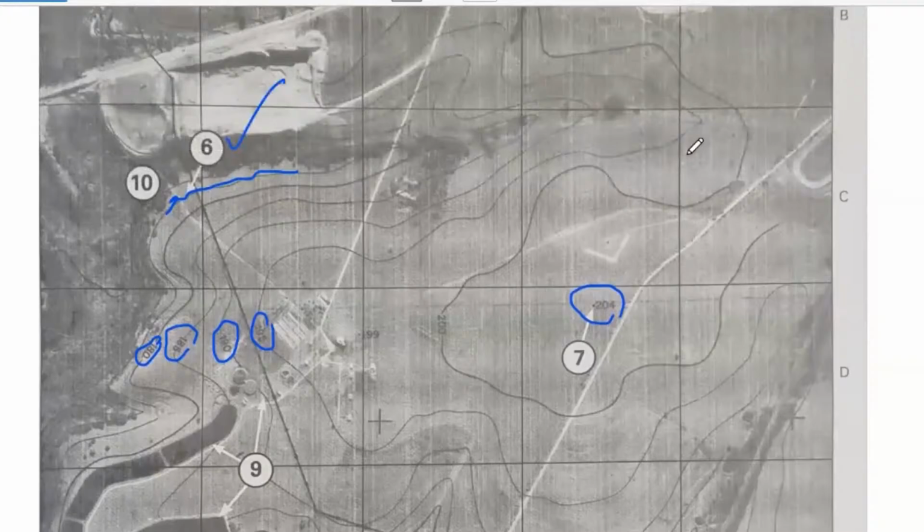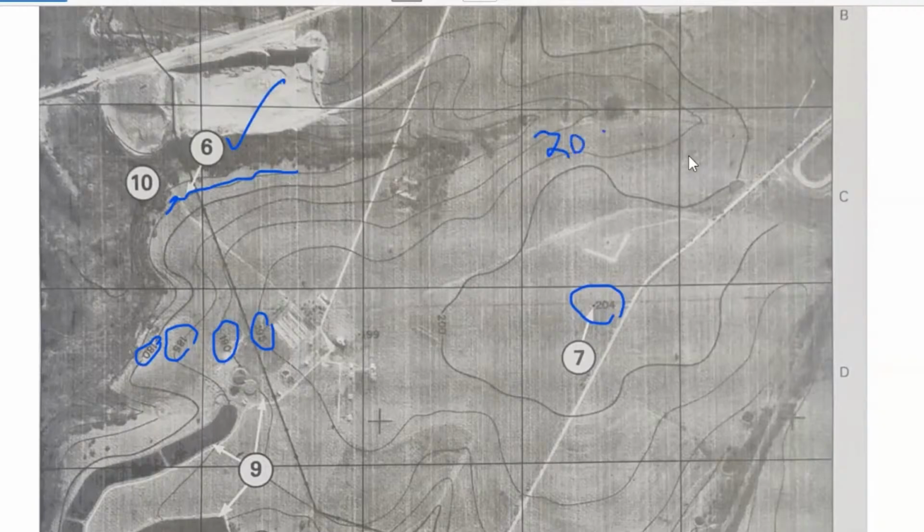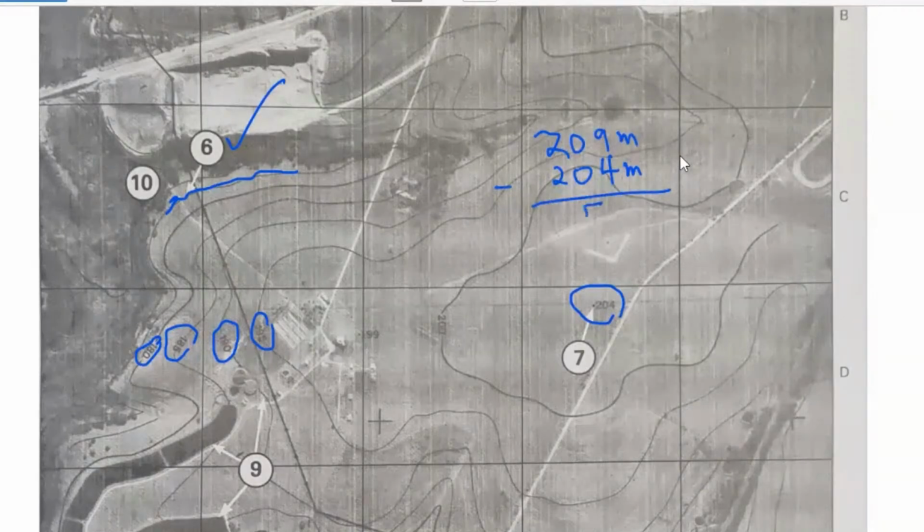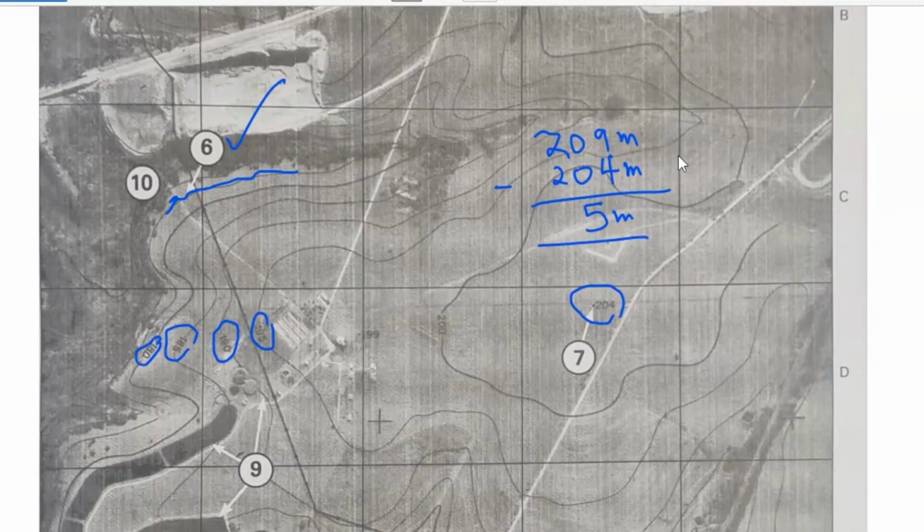So we are saying on our height, 209 meters less 204 meters. So the difference here from 204 to 209, it gives us 5 meters. So our 5 meters, that is now our vertical interval. Our vertical interval in meters is 5 meters.